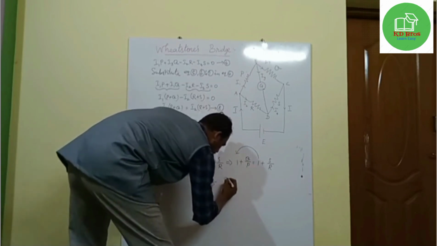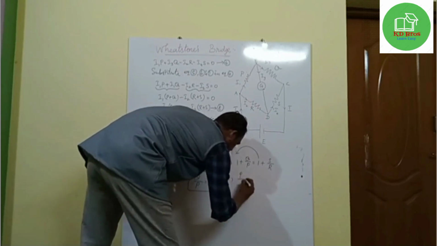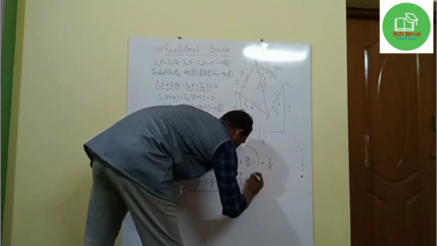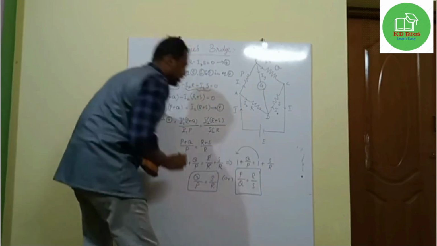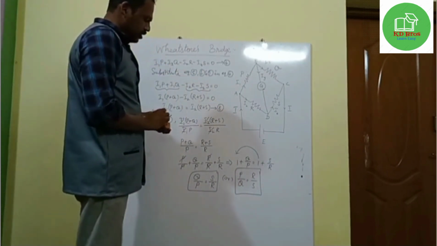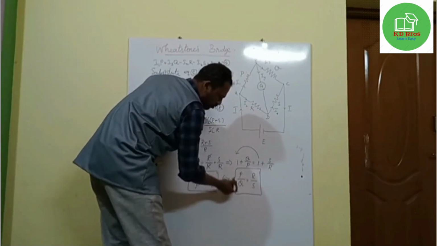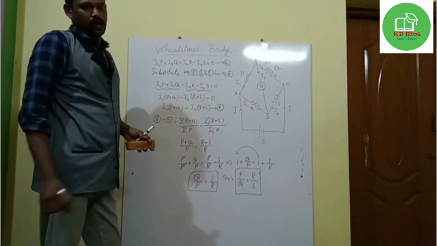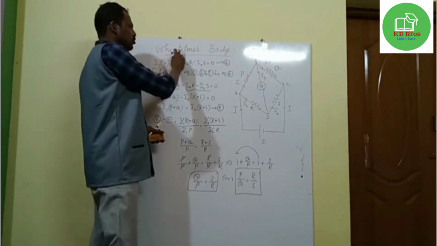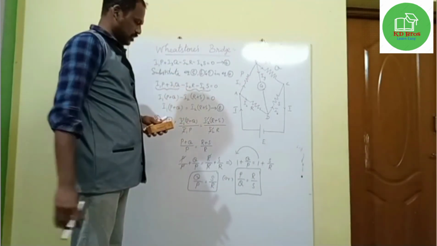Or this equation can be rewritten like this: P by Q is equal to R by S. Out of these 4 resistors, if you know any 3 resistor values, the 4th unknown resistor we are able to calculate. By using this Wheatstone bridge, we can calculate the unknown resistance of the resistor.